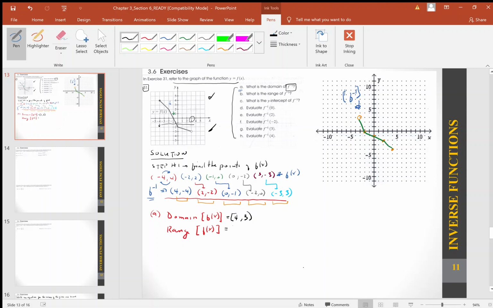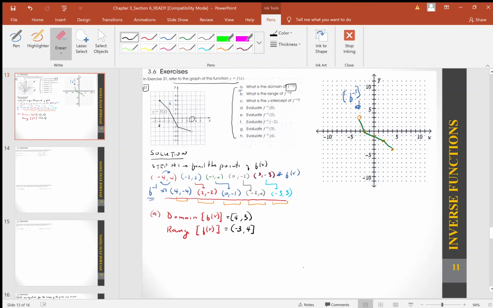And then for our range, we're going along the y-axis. The lowest point, as you know, is going to be -3, because we're right here. And then the highest point is going to be +4. And that's closed. We'll just erase this part right here.